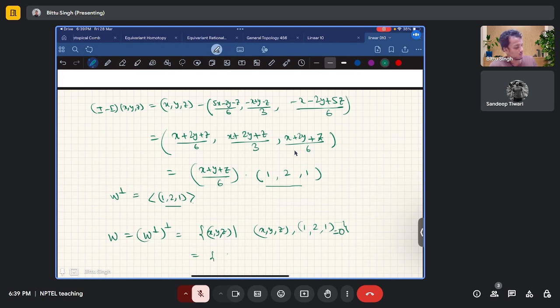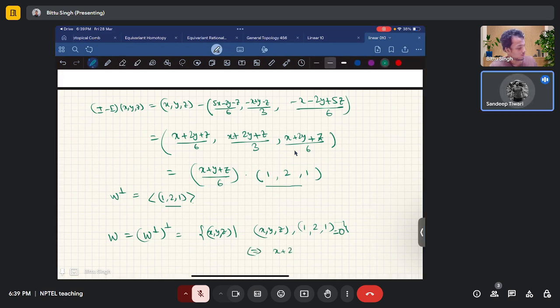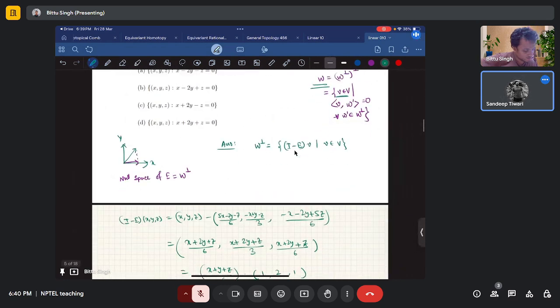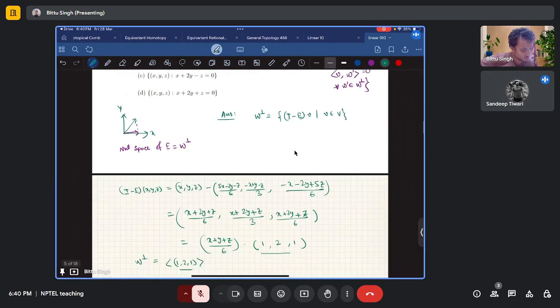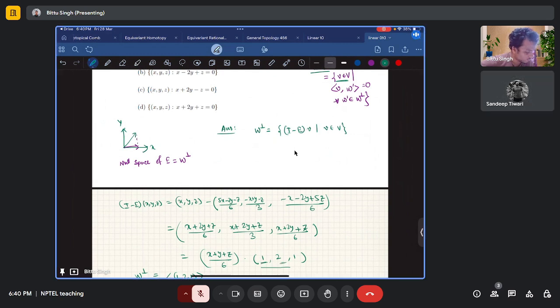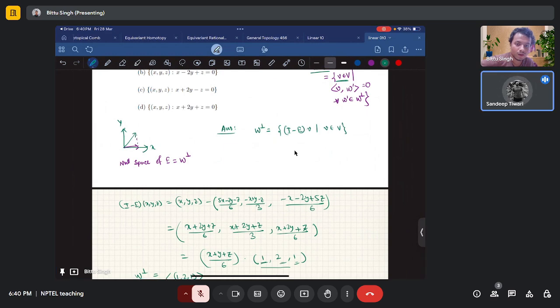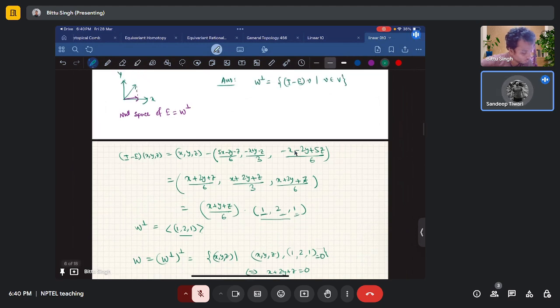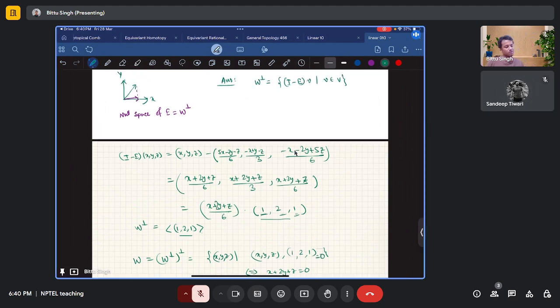So it is the same as saying... Sir, where you calculated I minus E, sir. Yeah. So, sir, the last equality, is there any mistake? Yes, sir. There should be (x plus 2y plus z) by 6 times (1, 2, 1). Sir, on the left side, x plus 2y plus z is a scalar quantity, sir. Oh, sorry. x plus 2y plus z by 6.